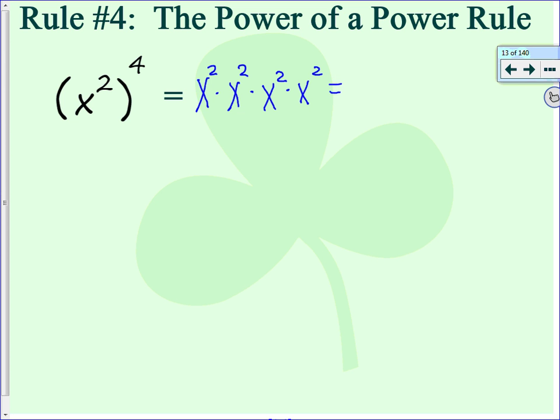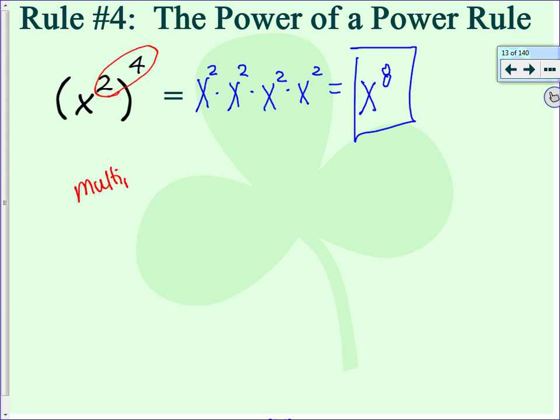X to the 10. Went a little far. Oh, sorry, 8. X to the 8th. Good. So that is going to be x to the 8th power. Now, Davian, can you see a quicker way to do this besides writing it all out? Yeah. You can multiply the exponents. So if you have power of a power, you multiply the exponents together.